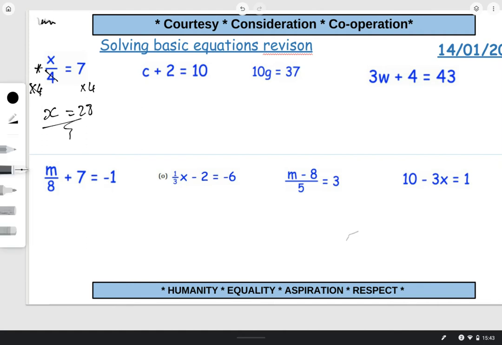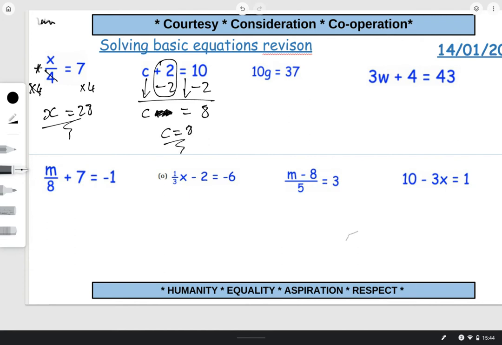Okay. Next one. c plus 2 equals 10. All I do on both sides, take away 2, take away 2. I'll get an answer of c equals 8. Okay, because 2 take away 2 is 0. So instead of writing plus 0, we don't write it, so the c comes down, the equals comes down. Okay, all right, so this one was c equals 8.